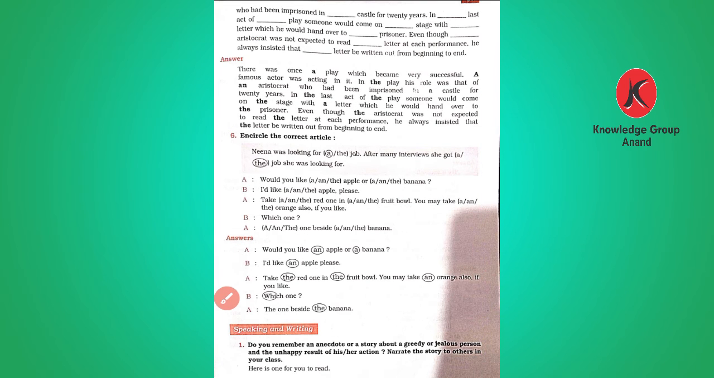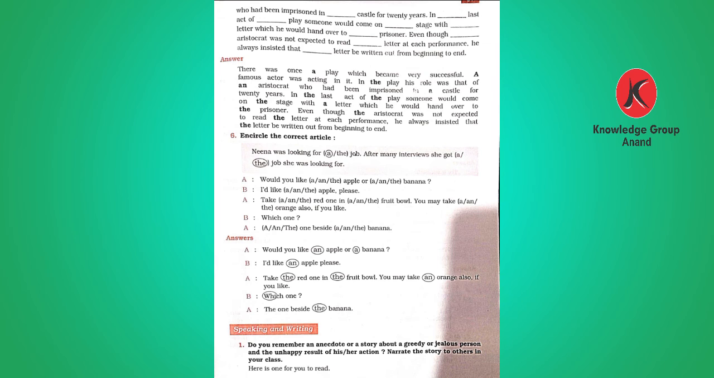Okay. Let's go through it. So here there are the answers. Here there are the answers with the paragraph. Let's go through. There was once a play which became very successful. A famous actor was sitting in it. In the play, why the is taken there the second time.